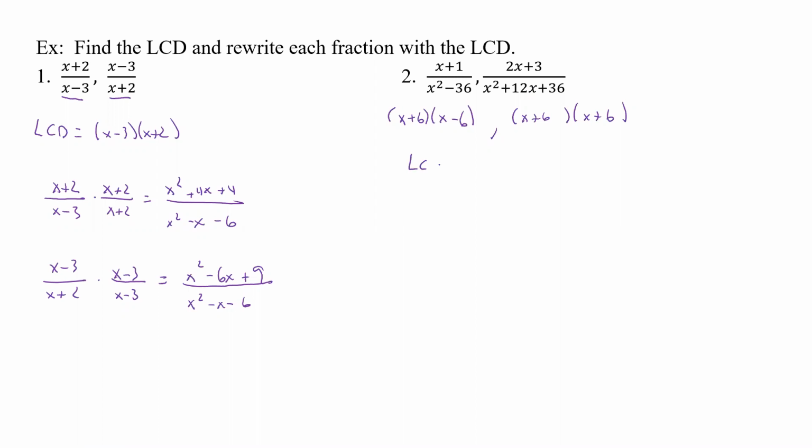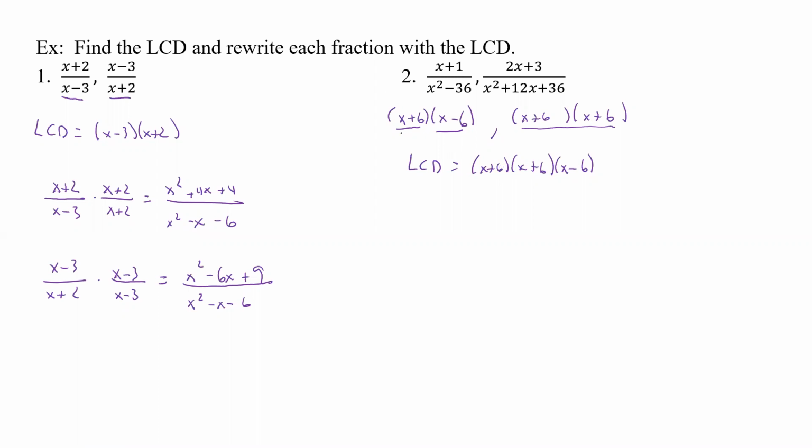So our LCD then is, well, we have x plus 6 once here, but we have it twice here. So it's going to be x plus 6 times x plus 6. And then we have x minus 6 here, not there, so then we'll have an x minus 6. Okay. Now this is one where we might actually not multiply it all out, because you're going to have to multiply all three binomials here for your LCD. And a lot of times they'll say, just leave it in factored form. That way you can show that you can't reduce anything.